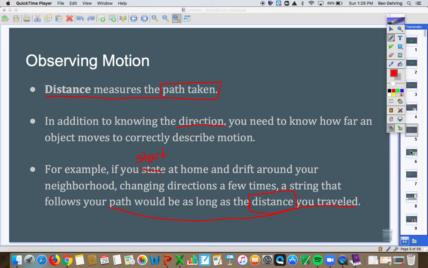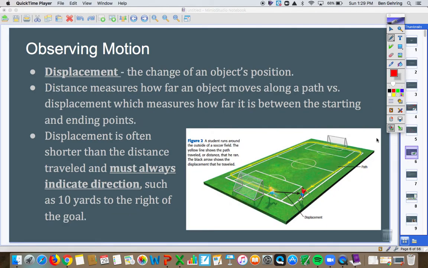We also have another method of specifying motion, and that is called displacement. Now, displacement is the change in an object's position. So this is different than distance, but displacement is the change of an object's position. And so while distance measures how far an object moves along a path, displacement refers to how far it is between the starting and ending points.